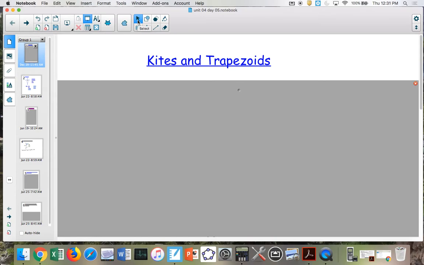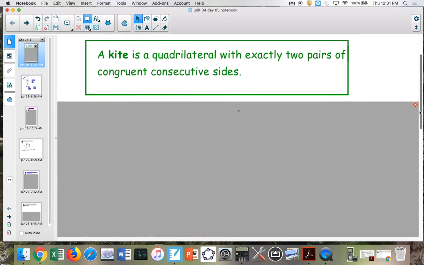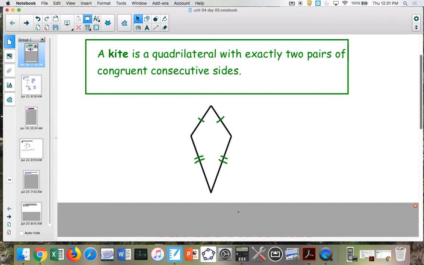Okay, the last two types of special quadrilaterals we're going to study are kites and trapezoids. Let's start with kites. A kite is defined as a quadrilateral with exactly two pairs of congruent consecutive sides. All of you know what a kite looks like. It's important to understand, though, that all four sides are not equal. So these two are equal, and those two are equal, but they're not equal to each other.